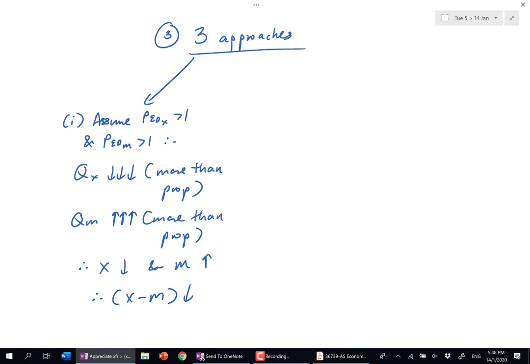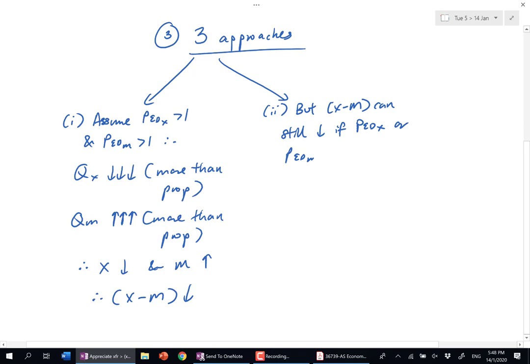Second approach. The second approach differs from the first approach in the sense that they want to be more mathematically precise. So these are really the purists when it comes to math. They will say, hey, but net exports can still fall if PED X or PED M is smaller than 1. Because the assumption here is each one exceeds 1. But now they are saying we can relax this assumption, we can get the same outcome. So they tried different numbers. They were trying to find this thing called a limiting condition. What is the smallest elasticity value such that net exports can still fall? They use calculus, which thankfully is not in our syllabus.